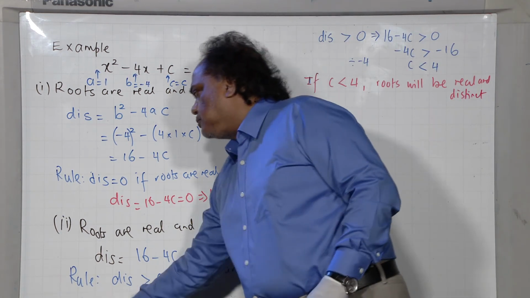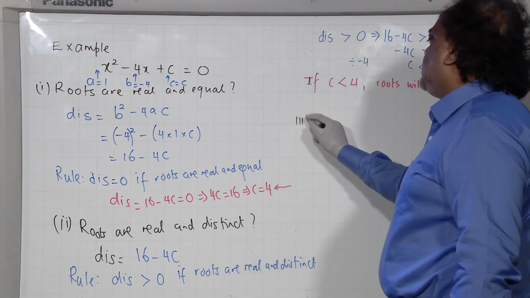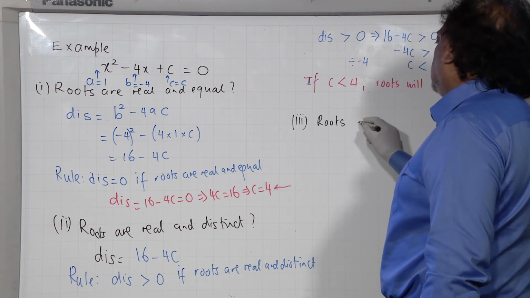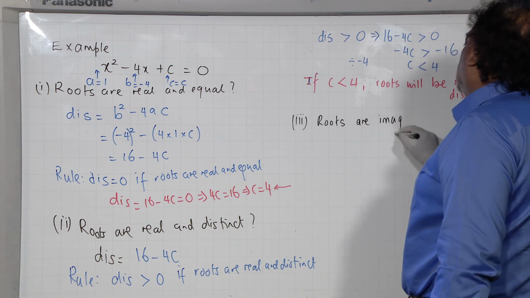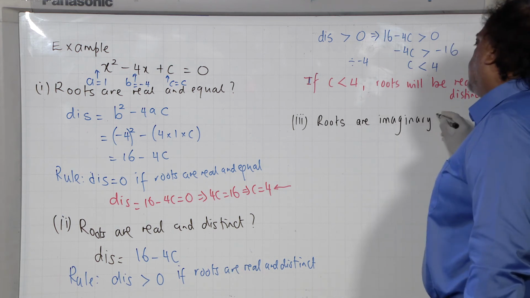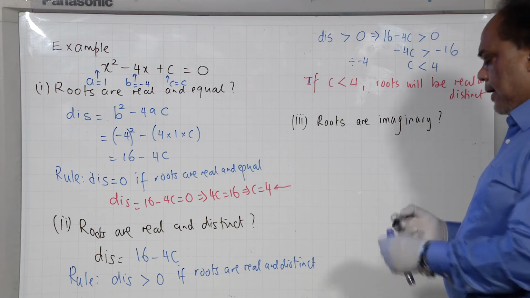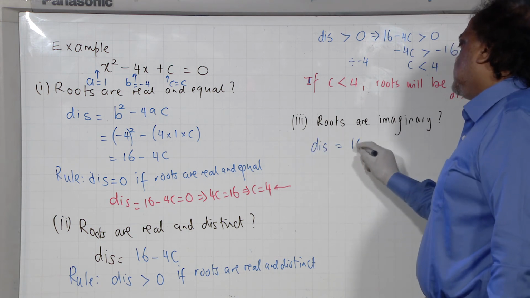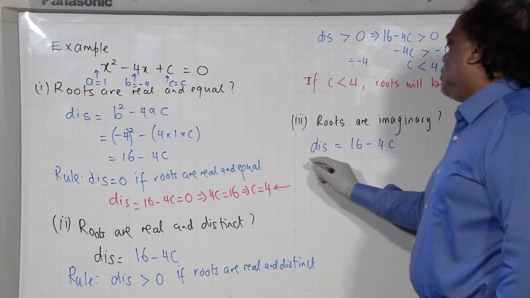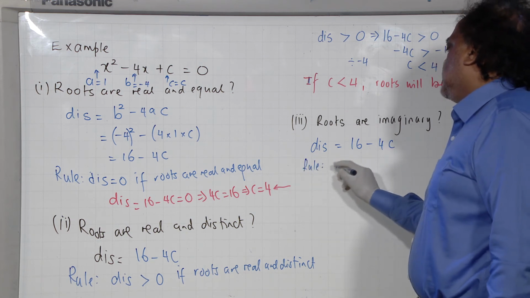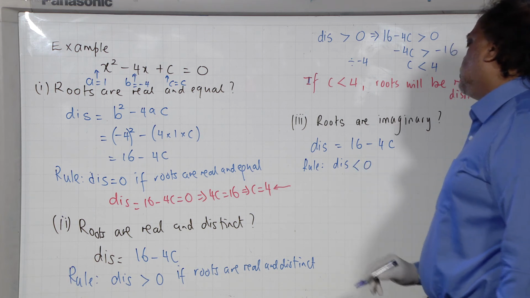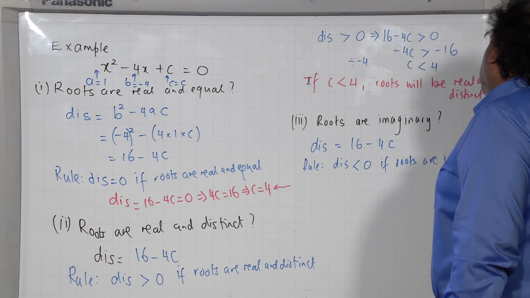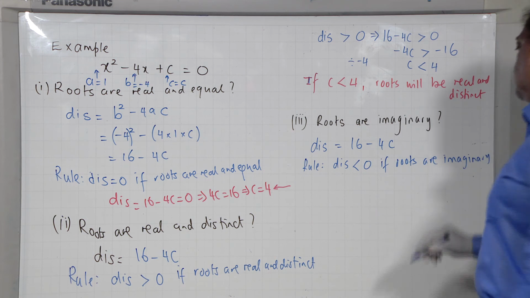Third, what would be the values of C if roots are imaginary? Again, we start by calculating the discriminant, which we have already done. 16 minus 4c. What is the rule? Discriminant is less than 0, that is negative, if roots are imaginary. If roots are imaginary.